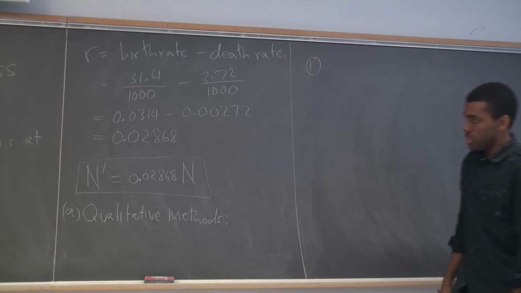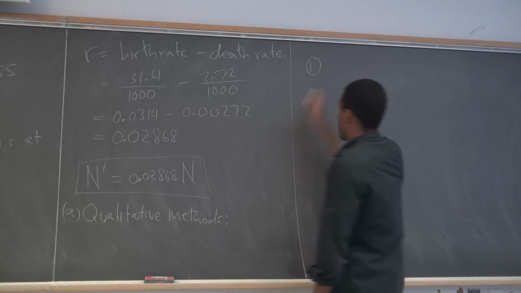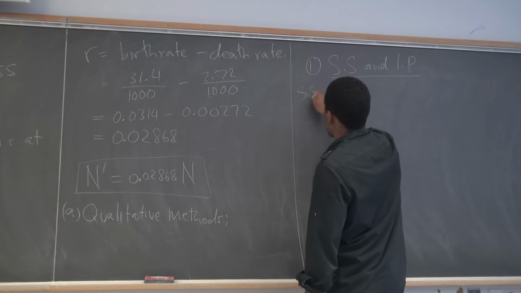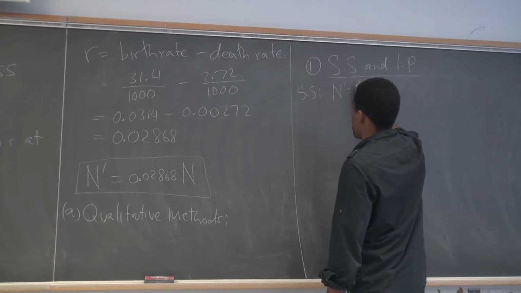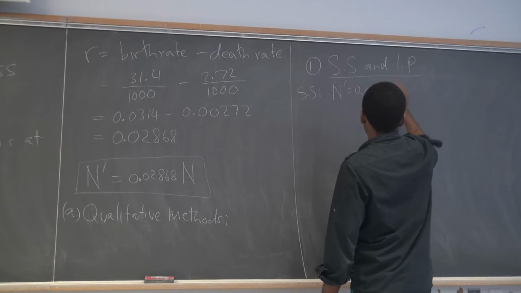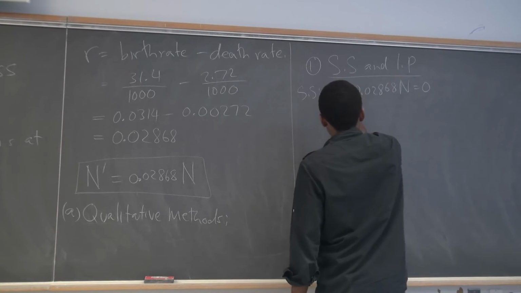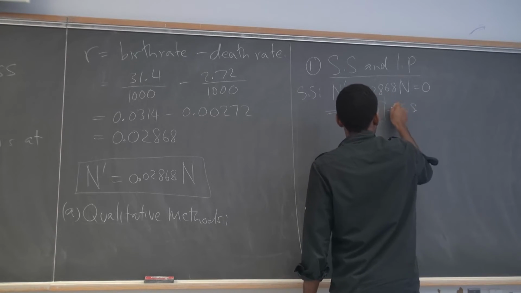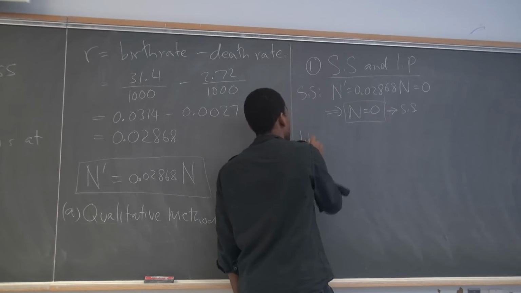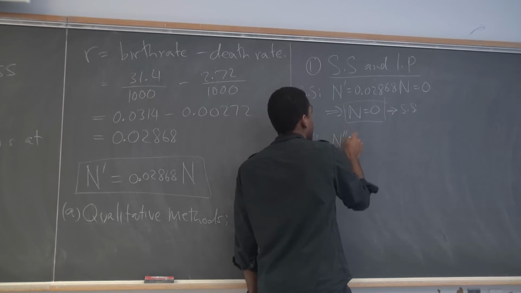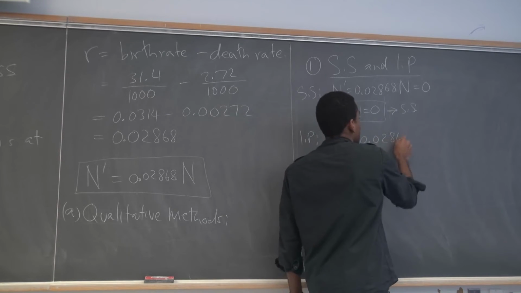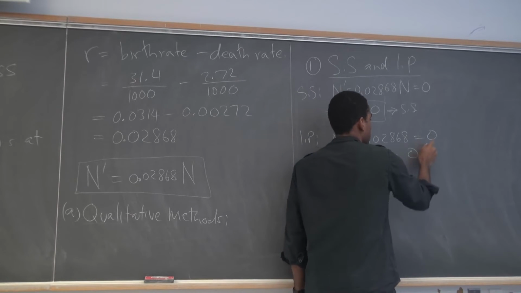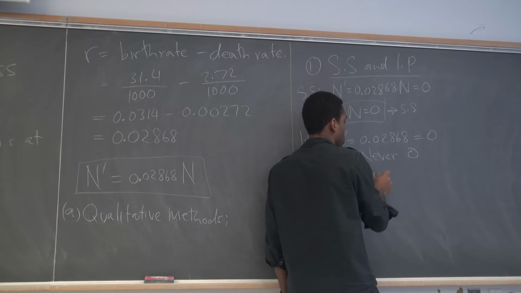Step 1 in our analysis consists of what? Steady states and inflections. So steady states: n prime equals 0.02868 n equals 0, which means that n equals 0. That's the steady state. Inflection point: I set n double prime, which is equal to 0.02868, equal to 0. Never 0, obviously. So no inflections.